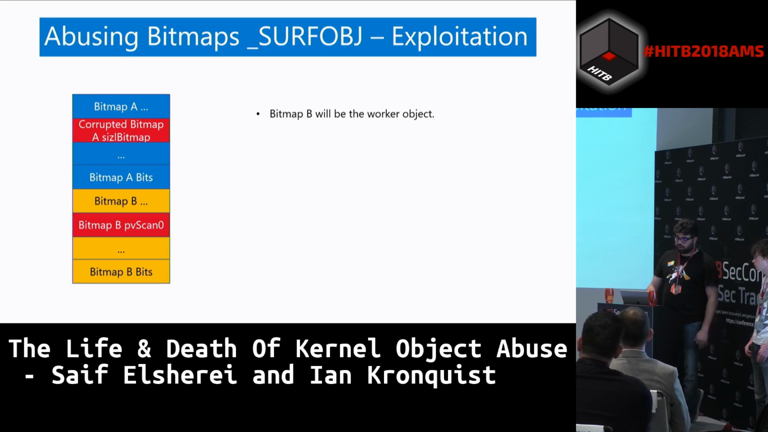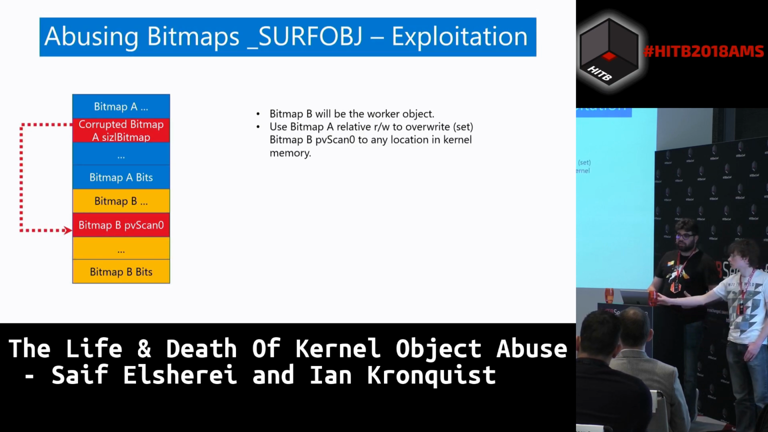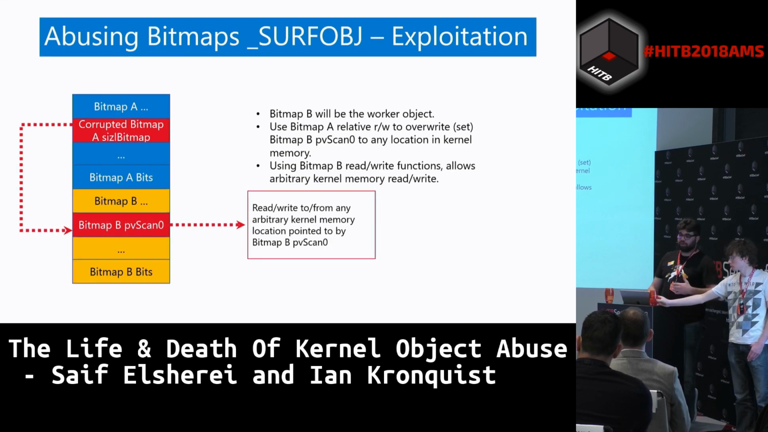The second bitmap will be the worker object. We will use the relative read and write to override the pvScan0 member of it with any value that we need. And then when we use GetBitmapBits or SetBitmapBits on the second bitmap, we'll be able to read and write from an arbitrary memory location.